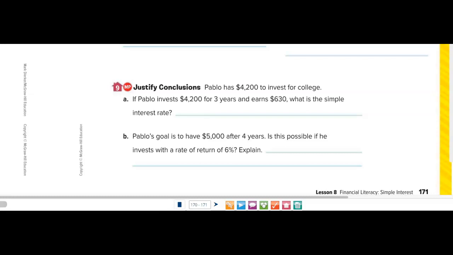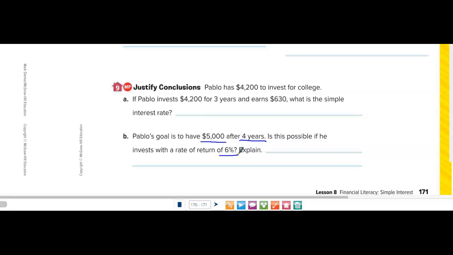All right, B says Pablo's goal is to have $5,000 after 4 years. Is this possible if he invests with a rate of return of 6%? Explain. Okay, what is my 5,000? It's not the principal, and it's not the rate. It actually doesn't apply yet. This is what we need to compare our answer to. We're wanting to know, is he going to have $5,000 in the end?